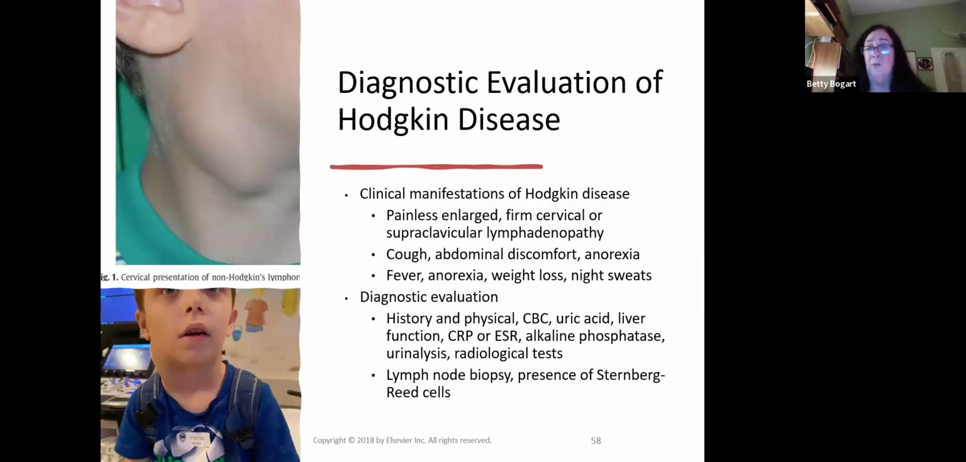Painless, enlarged, firm cervical or supraclavicular lymphadenopathy. That means your lymph nodes are swollen above the clavicles. Because they get big and push against the trachea, you're going to see fever, anorexia, weight loss, night sweats. How do we diagnose it? Well, history number one, of course, you're going to do a lab test, but the biopsy. And the biopsy is going to show Hodgkin's disease, which is Sternberg-Reed cells.